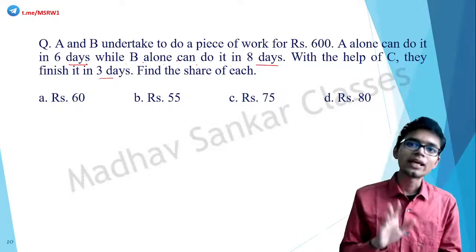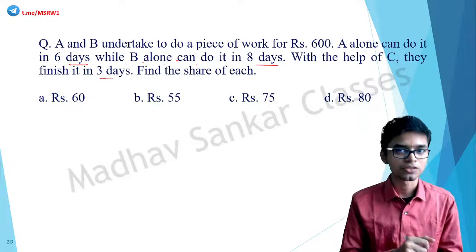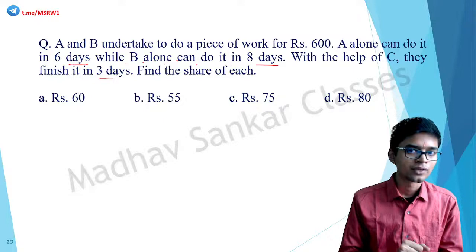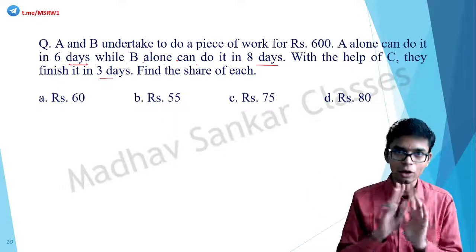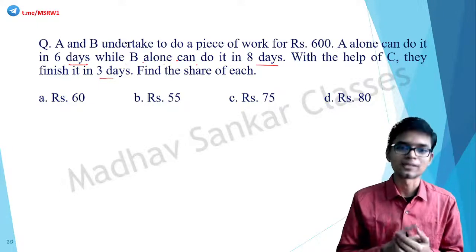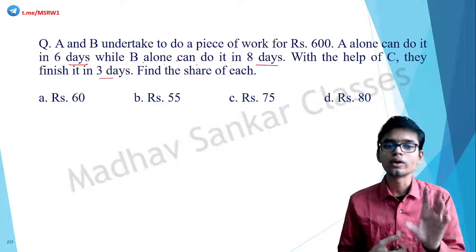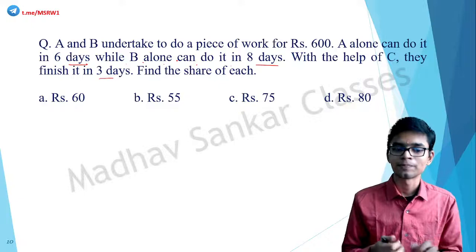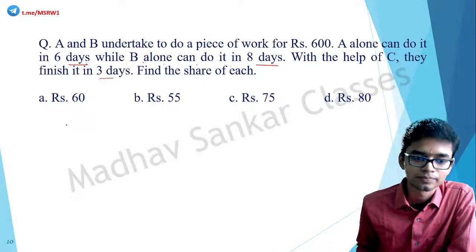If A alone is working, it will take him 6 days to finish. If B alone is working, it will take him 8 days to finish. But with the help of C, all of them together, A, B and C, finish the work in 3 days. So how much of this amount goes to A, B and C? That is the question. Alright, so let's start.